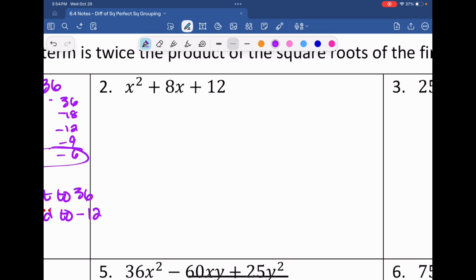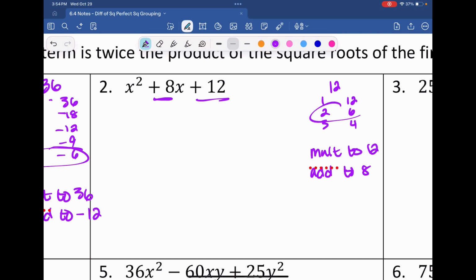All right, so we have x squared plus 8x plus 12. We want to make sure that leading coefficient is a positive 1. It is. So we can go right here. 1 and 12, 2 and 6, 3 and 4. So it's got to multiply to 12, but add to 8. So all positive, so I don't have to worry about that. So that's 2 and 6. Since that leading coefficient is a positive 1, I can go right to my factor pairs. So this is not a perfect square trinomial because I don't have a repeating factor.